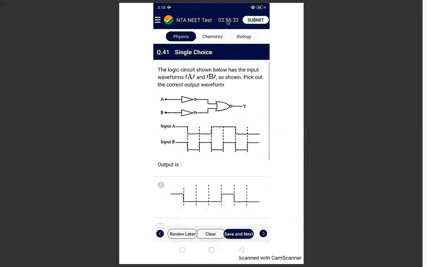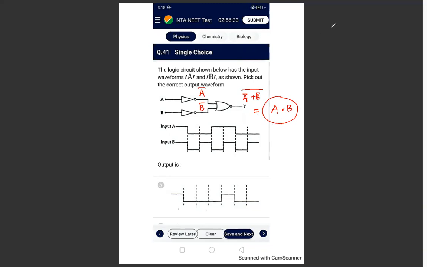Question 41. Again, we are going to find the final result by using De Morgan's theorem. After that, we are going to plot it in the graph. Can we see that this one is A, so here it will be A bar, this is B bar. Finally, it is going to be A bar plus B bar, whole bar. So according to De Morgan's, we will be getting A dot B, exactly the reverse of the previous situation of question number 39.